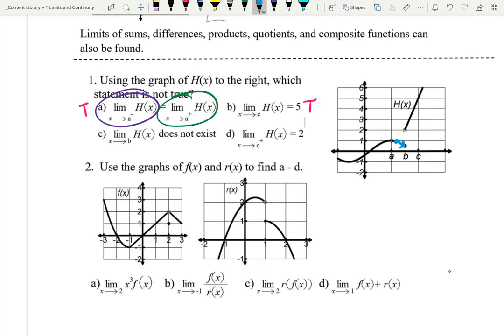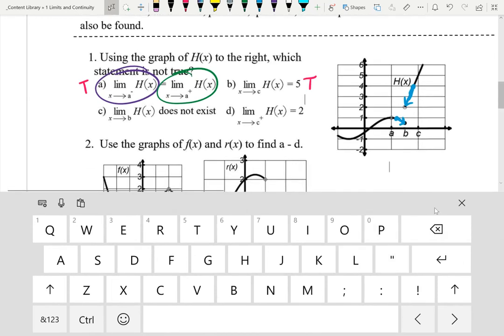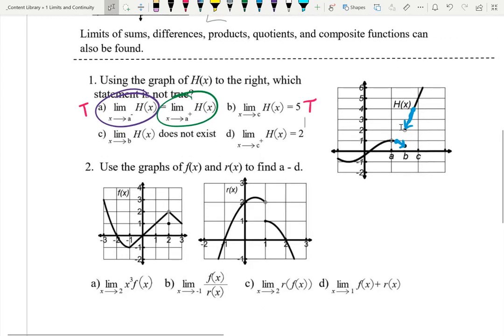And now let's go to the other side. I'm going to go to the right of b. That puts me somewhere up here, and I'm going to head back towards the x value b, and I'm heading towards a height of what looks to be 2. See that there's a gap. There's a gap right here between where the two sides are heading. That means the left-hand limit does not equal the right-hand limit. Therefore, this limit does not exist. So this one is, I'm sorry, that makes it true because it says the limit does not exist.